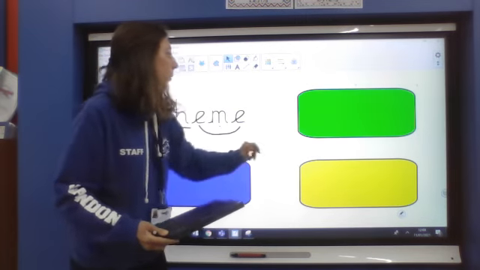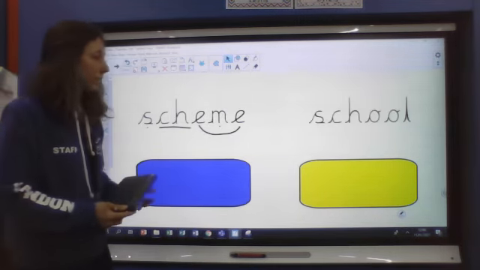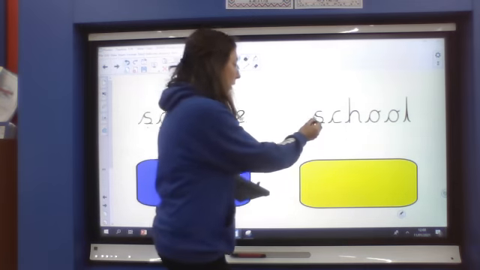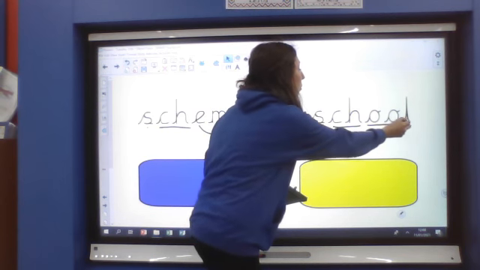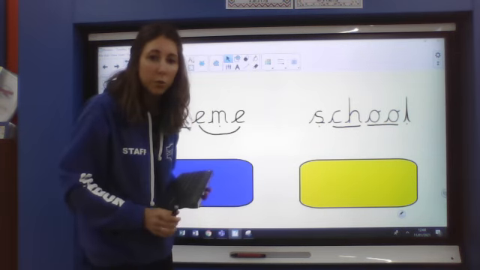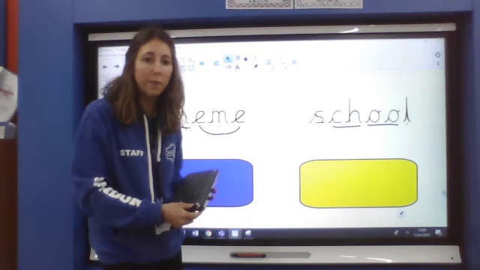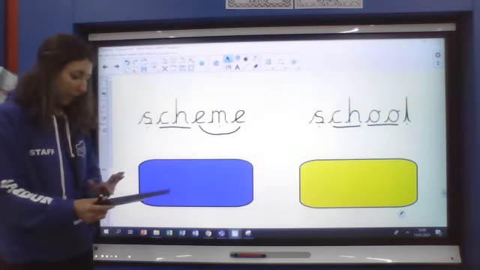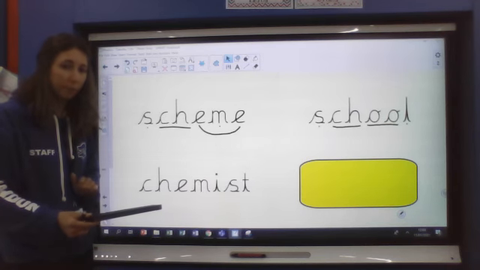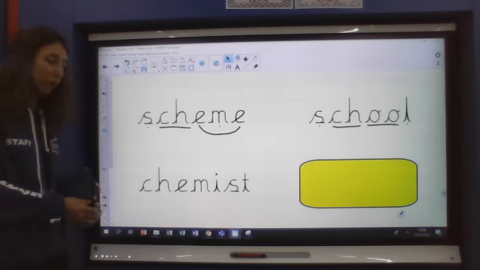Let's check our green one. Okay, this one then. We'll have a little look. We've got... Remember to put our sound buttons under because it helps us to spot where we've got our sounds. So that one is school. Okay, behind our blue one, let's check. One of our spelling words for this week.